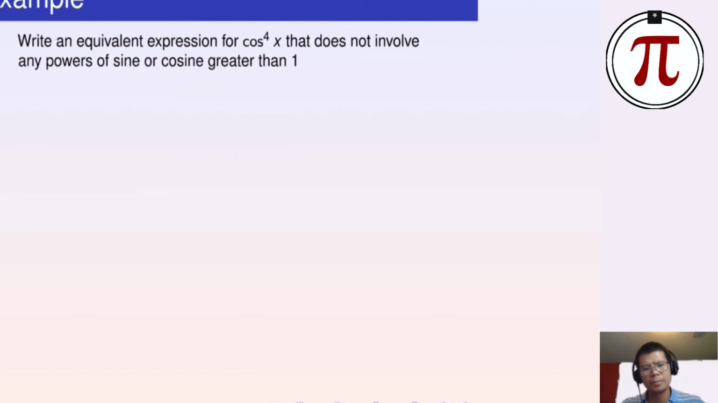Write an equivalent expression for cosine to the fourth x that does not involve any powers of sine or cosine greater than 1. Very good.